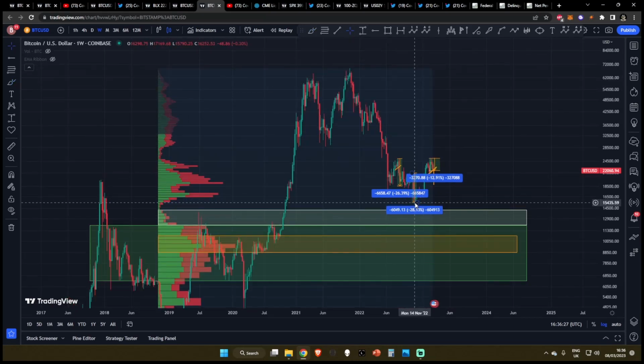I've still got buy orders set at 15,000, 14,000, 13, 12, 11, 10, 9, 8. I don't necessarily think that we go down to 8, but once again, I'm well positioned. If we do break underneath this 15,000 area, I'm not going to be waiting for 10,000, even though I do think we're coming down here.